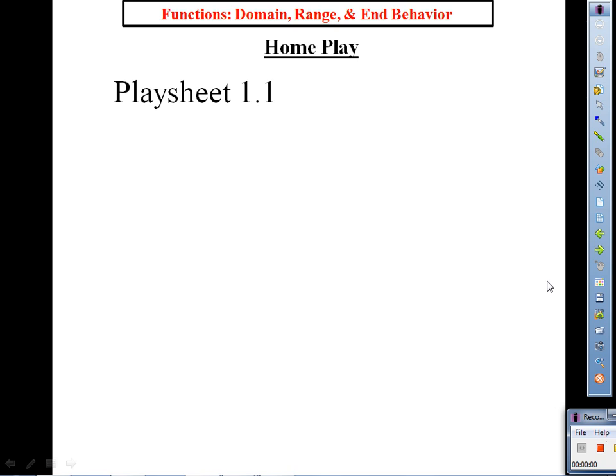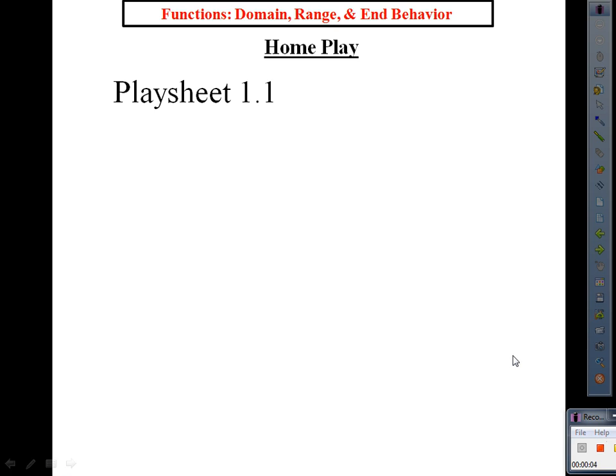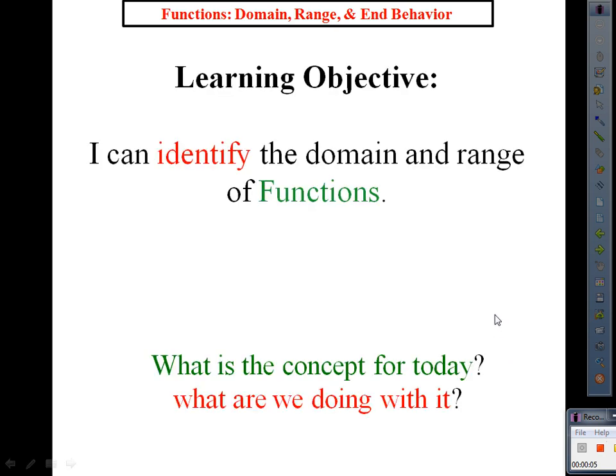Our home plate for tonight will be play sheet 1.1. I have it over here. All right. And there will be tutoring.